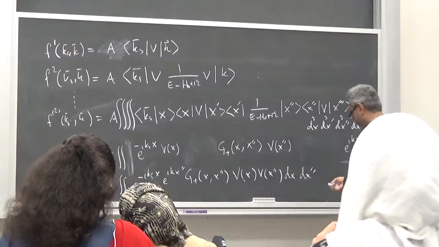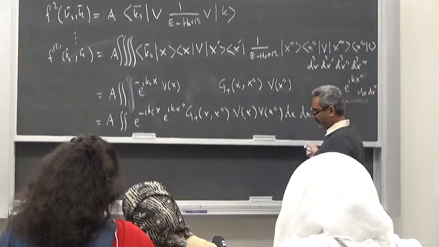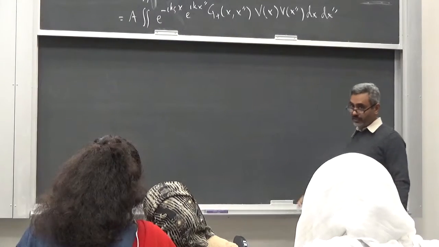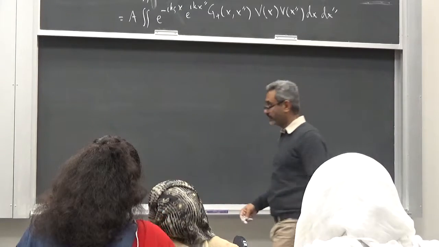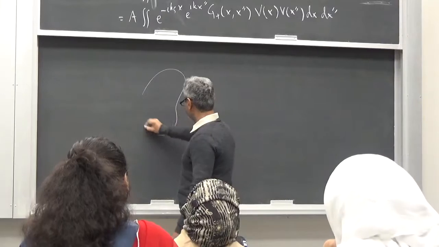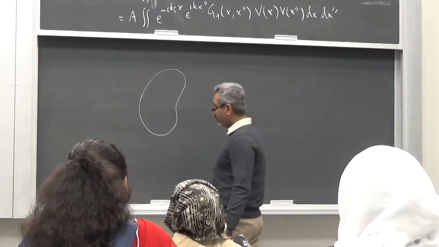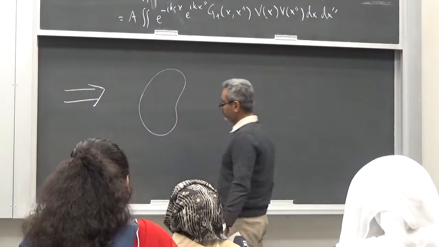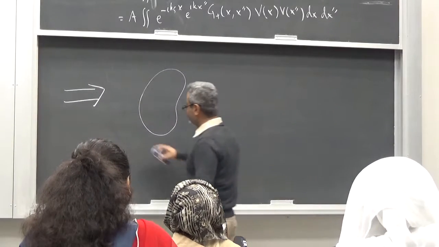This might be looking slightly confusing, but it's actually very intuitive. Why is it very intuitive? You have a scattering center, right? There is something coming from this direction. So this is k.